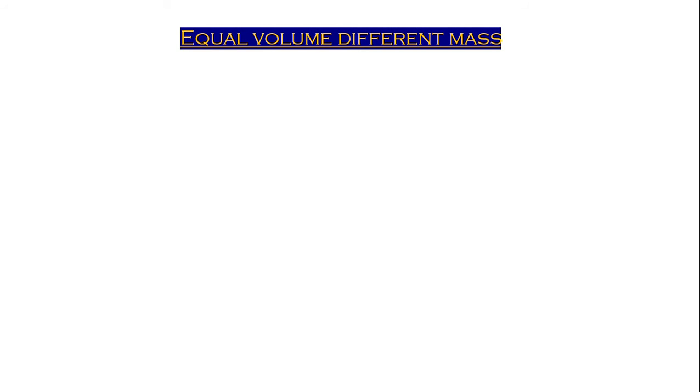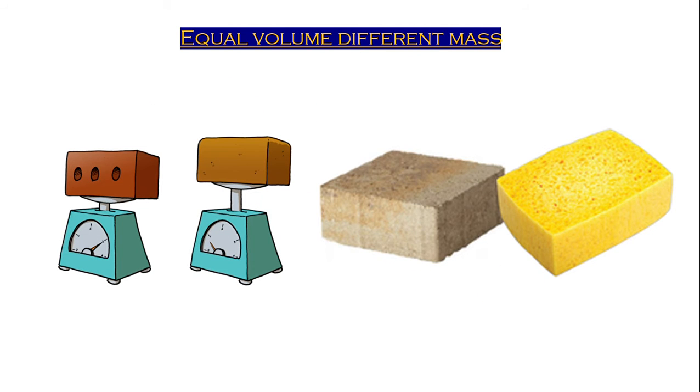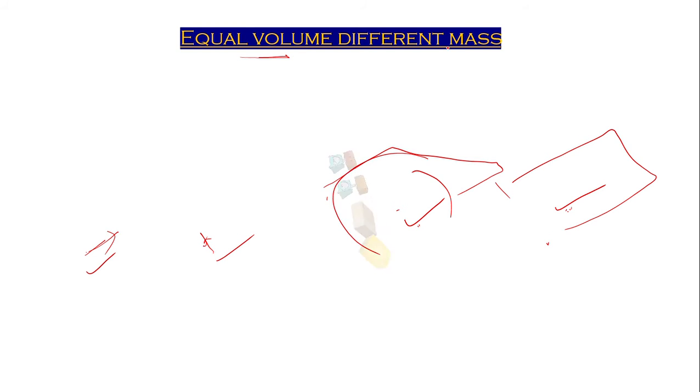All right. Equal volume, different mass. So the volume is the same. For example, this is a brick and this is a sponge. They have almost the same size. However, if you weigh them, the brick is much heavier than the sponge. Though they are of the same volume and occupy the same space, the mass is greater for the brick and less for the sponge. So they have equal volume, but different mass.